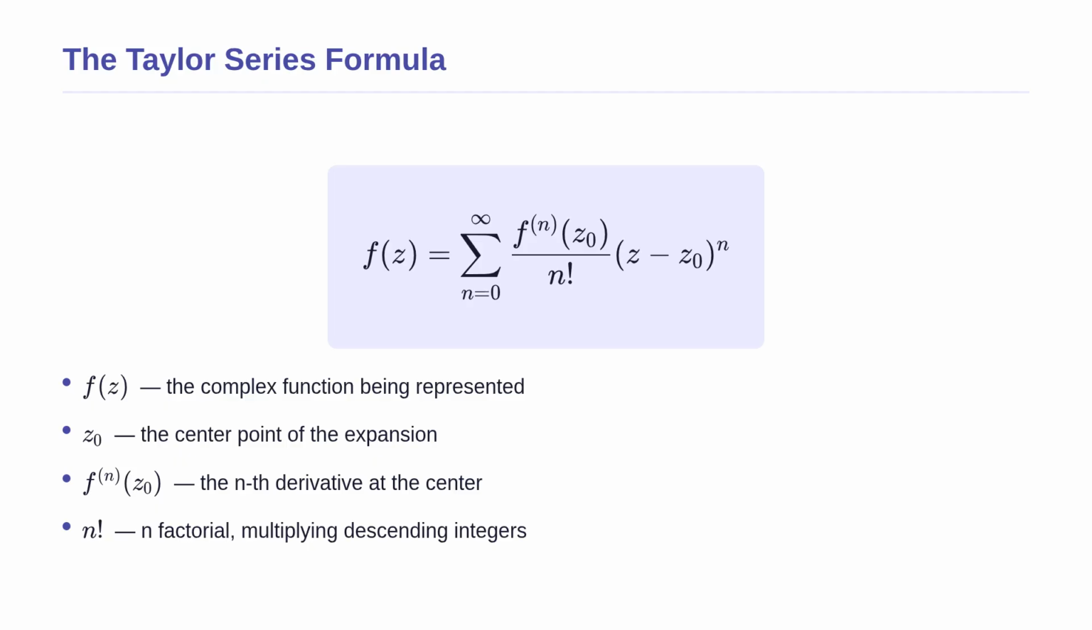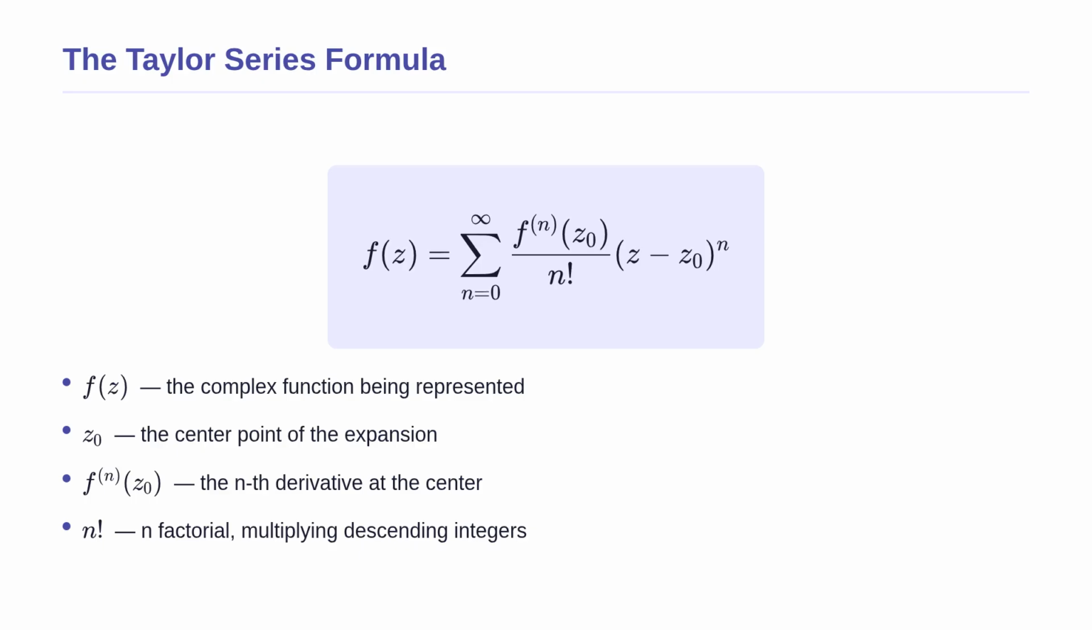form. This formula builds the function outward from our chosen center point. The term f of z is the complex function we want to represent. We add up an infinite number of terms starting from 0. The numerator is the nth derivative of the function evaluated exactly at our center point, z0. We divide this by n factorial, which just means multiplying n by all positive integers smaller than it. Finally, we multiply by the polynomial building block, z minus z0, raised to the power of n.